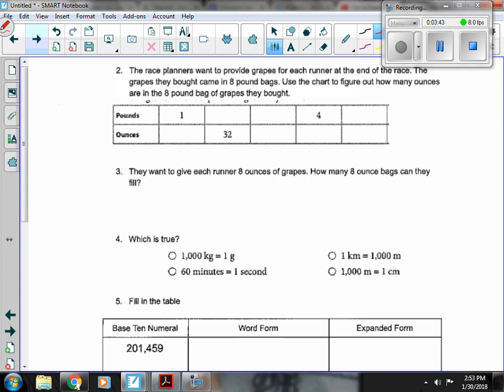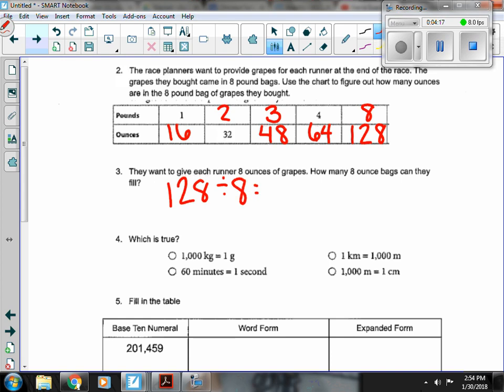So 1 pound is 16 ounces. So 2 pounds is 32 ounces. So 3 pounds is 48 ounces. 4 pounds is 64 ounces. And since I need 8 pounds, I'm going to double the 4 and get 128 ounces. So I have 128 ounces, and I want to give each runner 8 ounces. So I need to take 128 and split it into groups of 8.